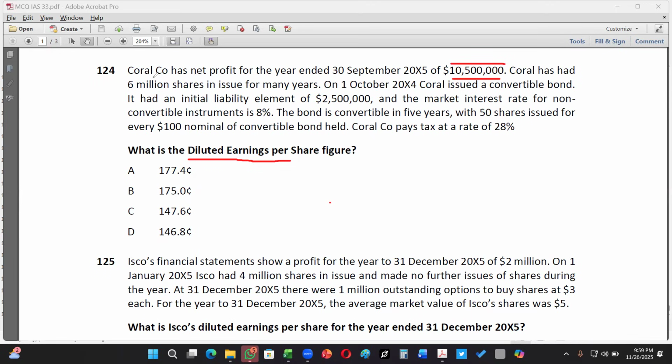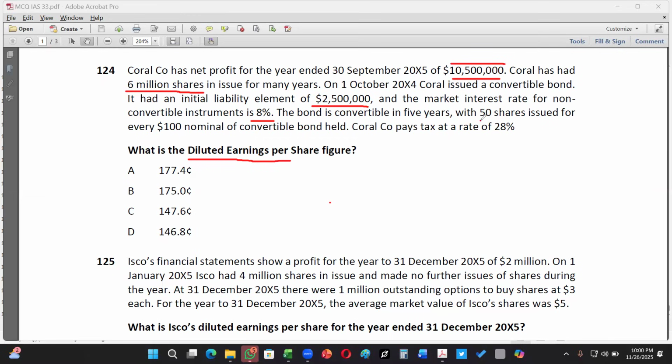Coral has had 6 million shares. So this was the number of shares before the conversion in issue for many years. On 1st of October 2024, Coral issued a convertible bond. So now the convertible bond is coming. It had an initial value of 2.5 million, and the market interest rate for the non-convertible instrument is 8%. And the bond is convertible in 5 years.